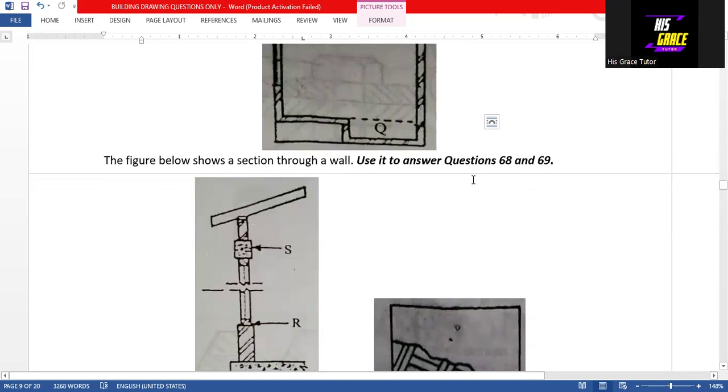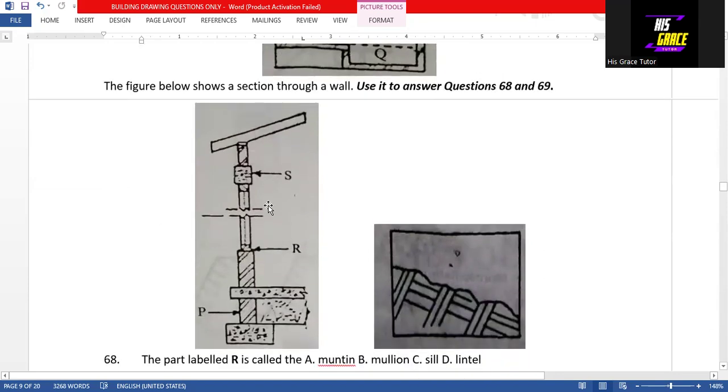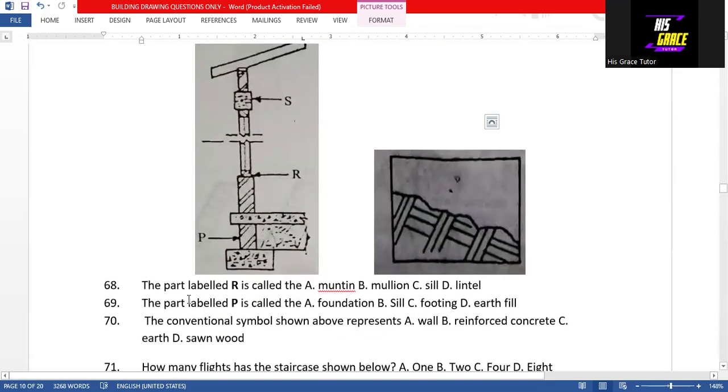Then question 68 and 69, we have to make use of this diagram to answer question 68 and 69. Question 68 says that the part label R is a lintel. That is option D is answer to that question. Then the part label P is called for question 69. The part label P, we call it foundation. That is option A is the answer to that question.